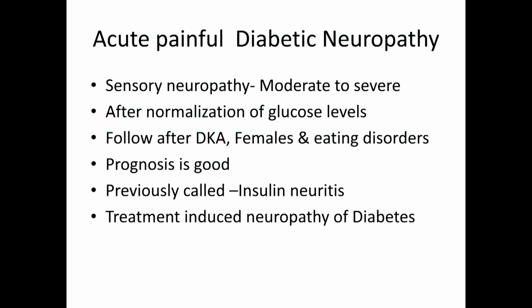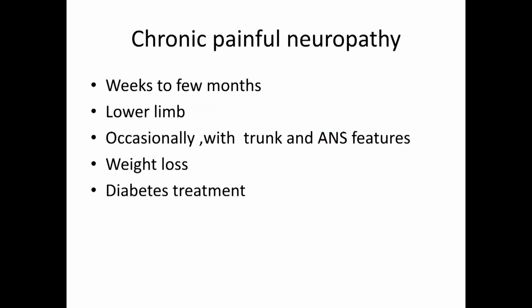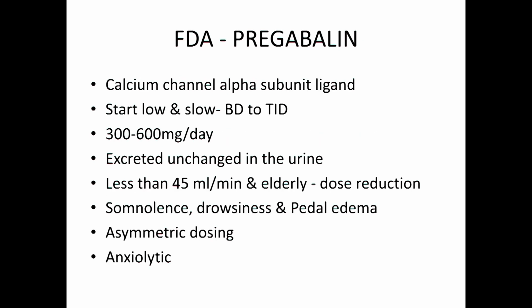Coming to the common form which we see in our clinical practice, it is another presentation of this painful neuropathy, which can present with lancinating pain, dysesthesia, pricking type of pain, burning sensation, particularly worsening at night time, involving the lower limb. Sometimes it can involve the trunk, and the patient can present with ANS features also. This is again quite common in patients with weight loss and in patients who are on diabetic treatment under control.